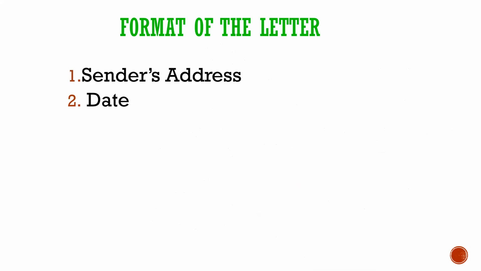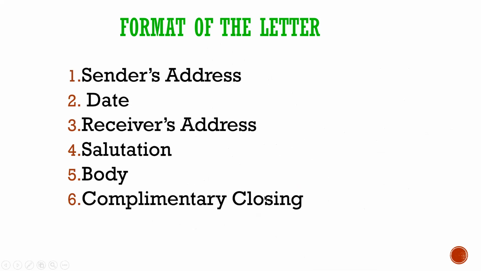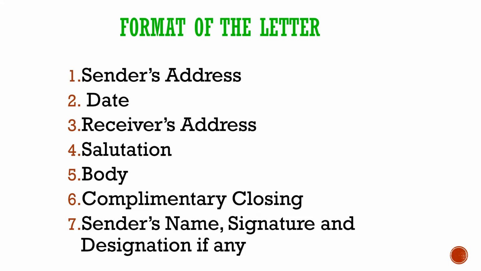This is the format of the letter. First, we have to write the sender address, then date, then receiver address, then salutation, then body of the letter, complimentary closing, sender's name, signature, and designation if any. First you have to write the sender address. Sender address means the address of the person who is writing the letter, who is known as the sender.